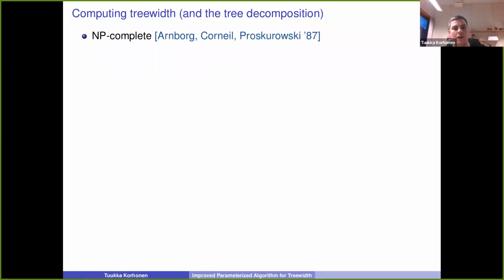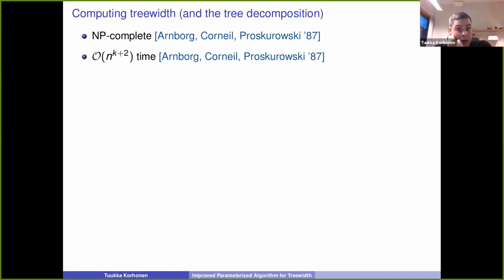So computing the treewidth of a given graph: in the 80s, Arnborg, Corneil, and Proskurowski proved that it's NP-complete. They also gave an algorithm that works in time n to the k plus 2, where n is the number of vertices of the input graph and k is the treewidth of the input graph.